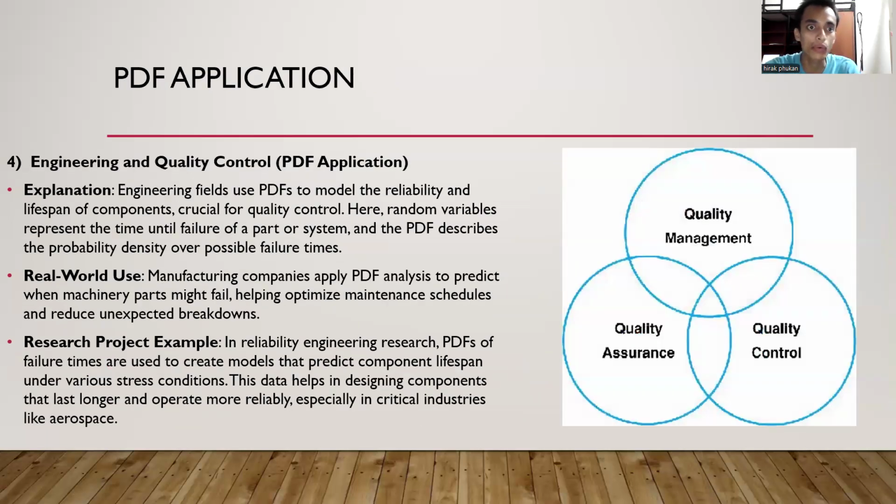So, engineering and quality control. Here, engineering fields use probability density functions to model the reliability and lifespan of components, which is crucial for quality control. Here, random variables represent the time until failure of a part or system, and the probability density function describes the probability density over possible failure times.